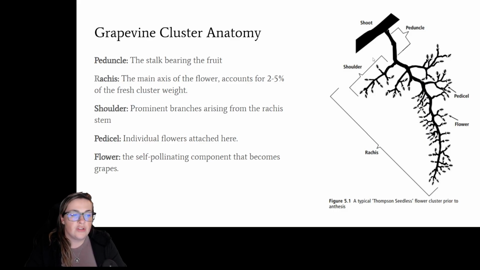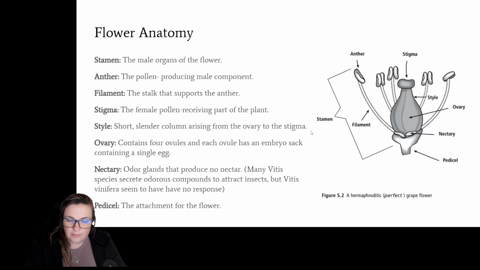Then we have what's called the shoulders, which are the prominent branches arising from the rachis, typically the top section here. Then we have the pedicel, which is where individual flowers attach. And then we have the flower itself, which will self-pollinate and then eventually become a delicious grape. So this is a figure from a typical Thompson seedless flower cluster before anthesis.